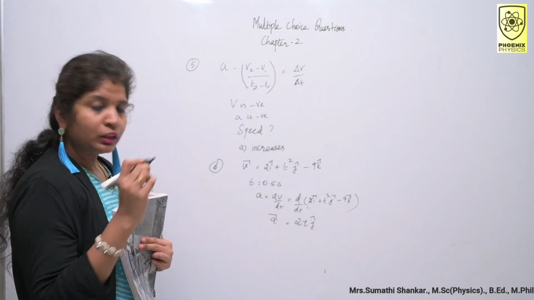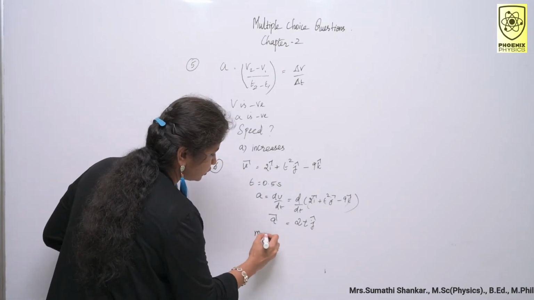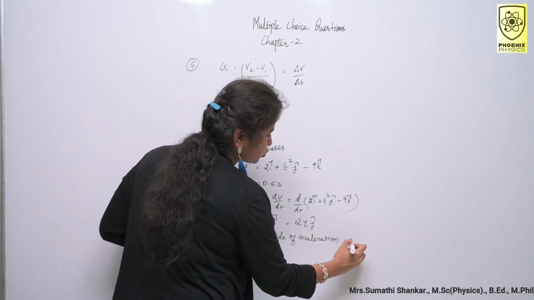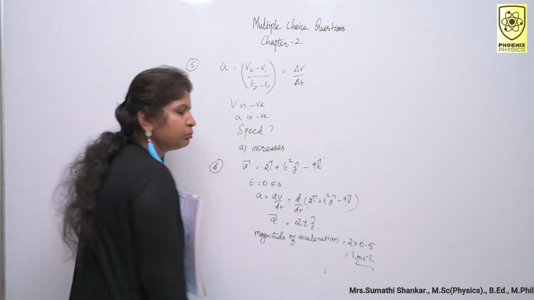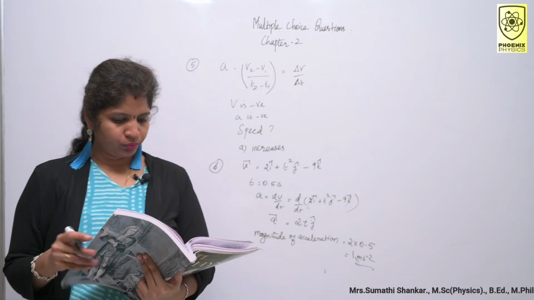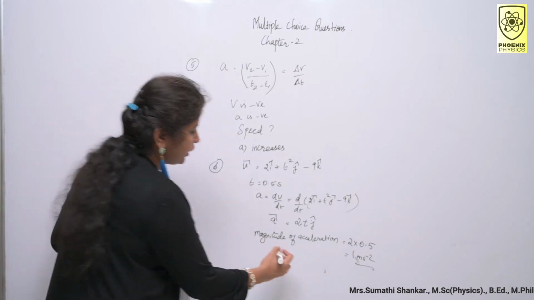They asked about the magnitude of acceleration. At t equal to 0.5 seconds, so 2 into 0.5. Your answer is 1 meter second power minus 2. So option A is correct.